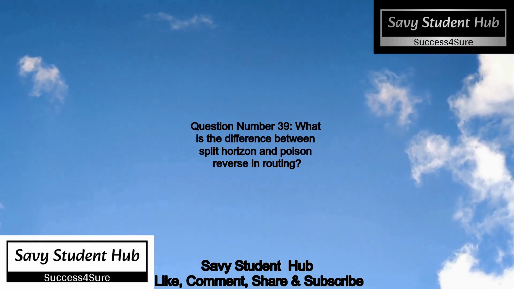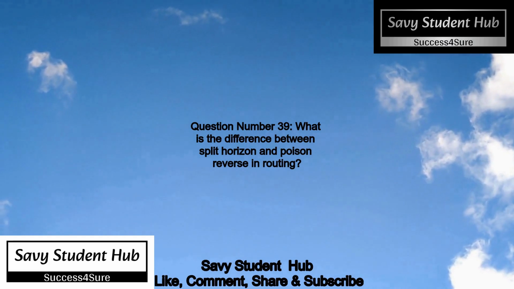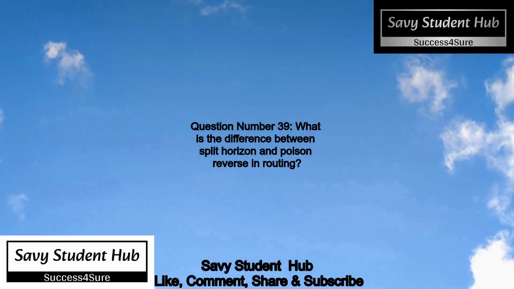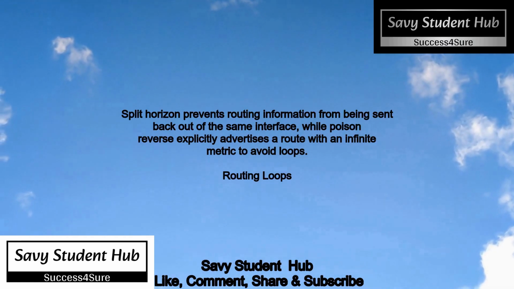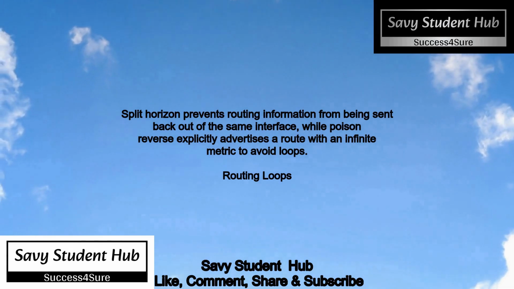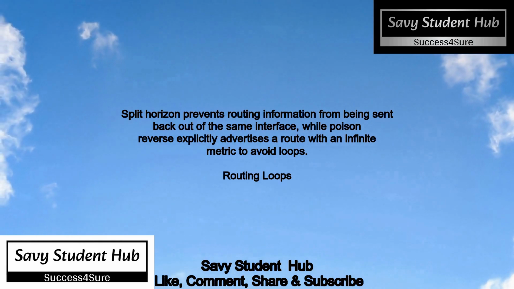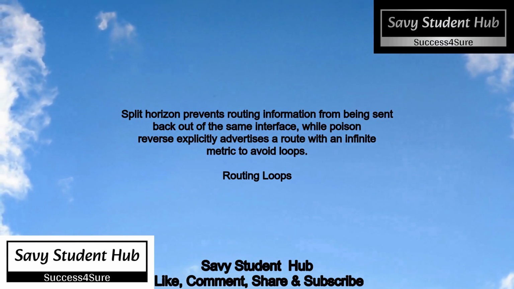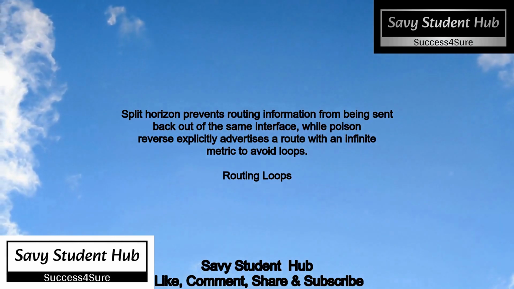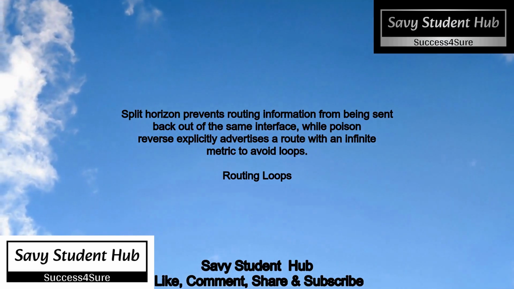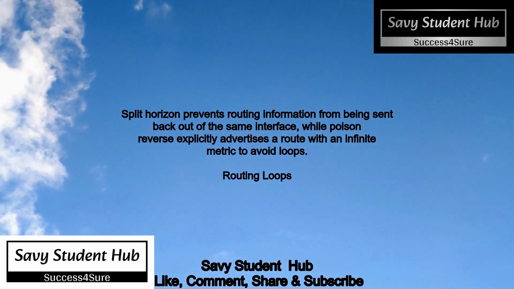Question number 39. What is the difference between split horizon and poison reverse in routing? Split horizon prevents routing information from being sent back out of the same interface, while poison reverse explicitly advertises a route with an infinite metric to avoid loops.